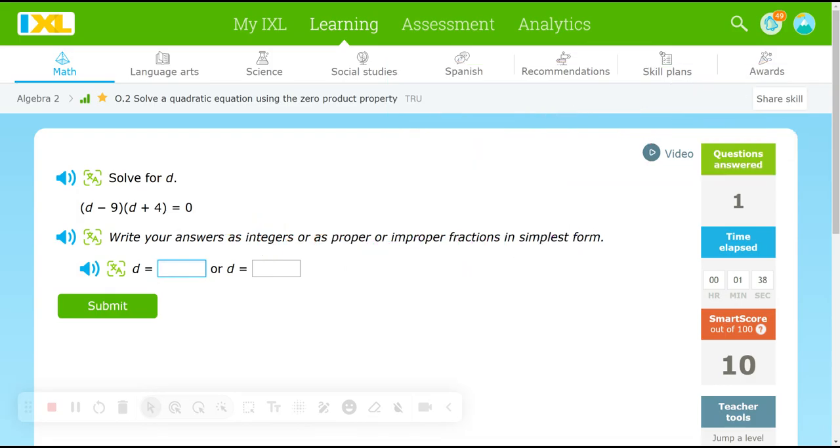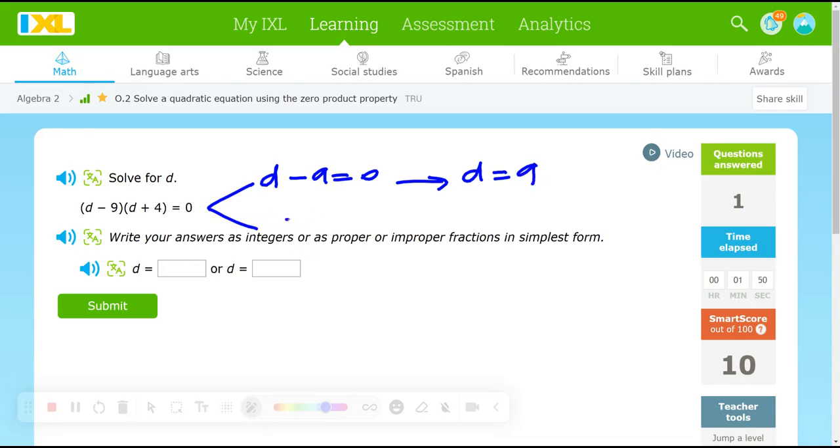So the next problem, very similar. I set up each factor equal to 0. The first one, I come out with d equal to 9. The second one, d plus 4 equals 0, so d should be equal to negative 4. Okay, bam, done. So 9 and negative 4.